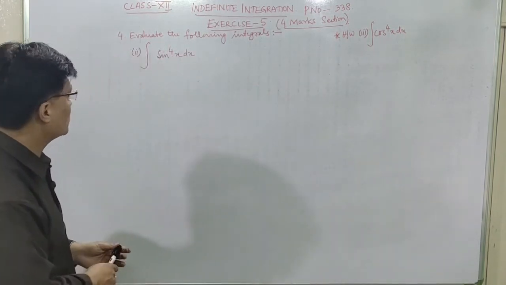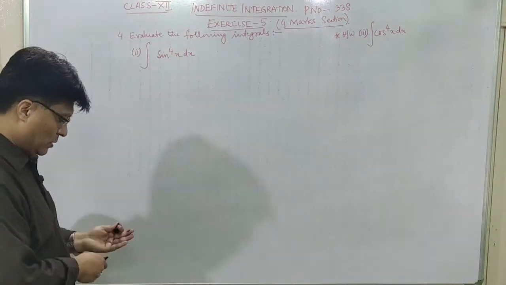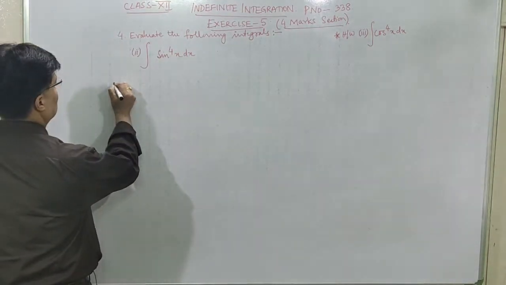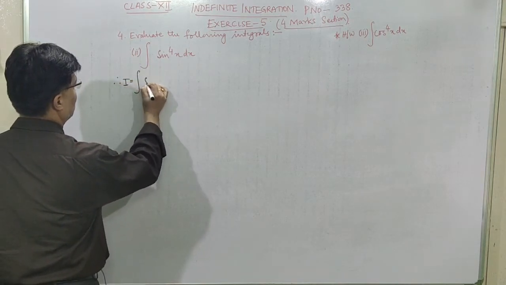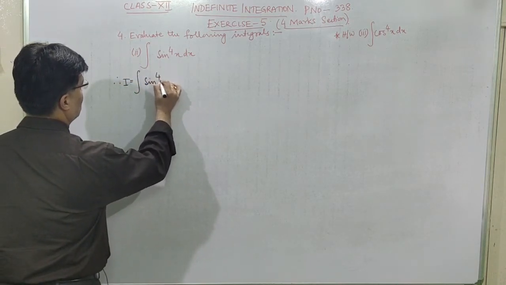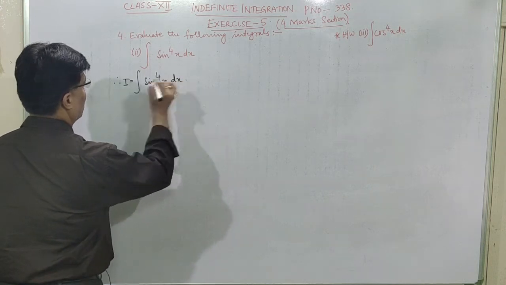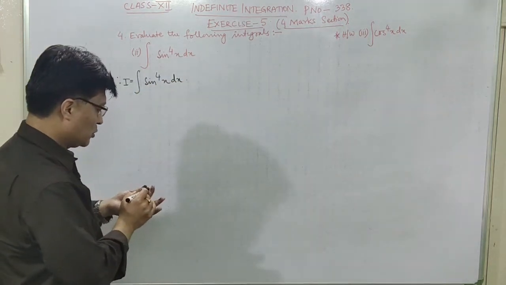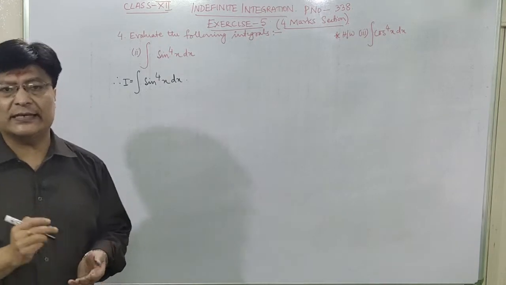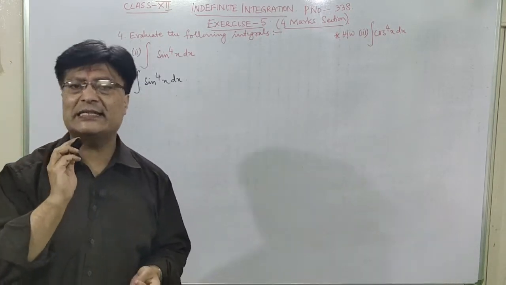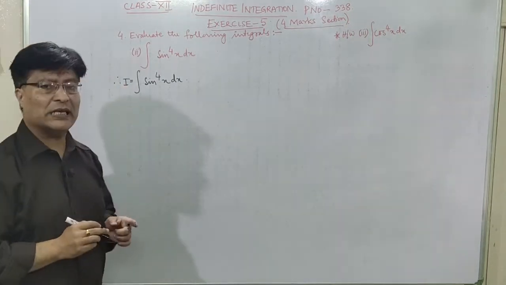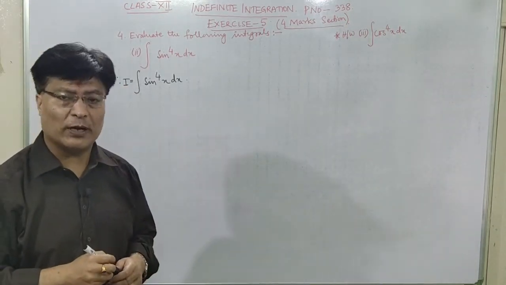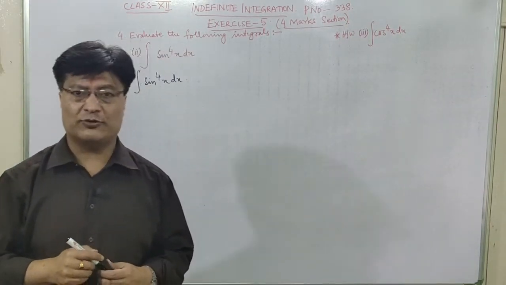So let's do this question number 2 here. Let us write I is equal to integration of sine to the power 4x dx. Okay, so what is the method for integrating it? You cannot directly integrate it, you have to simplify it first. This power is even, so you have to use multiple angles from trigonometry, right?